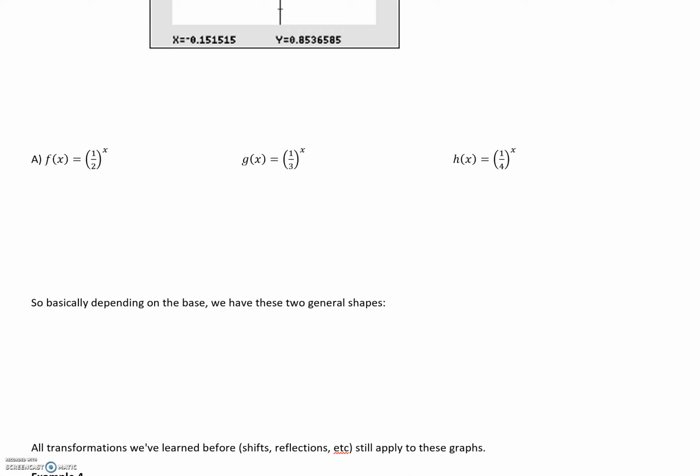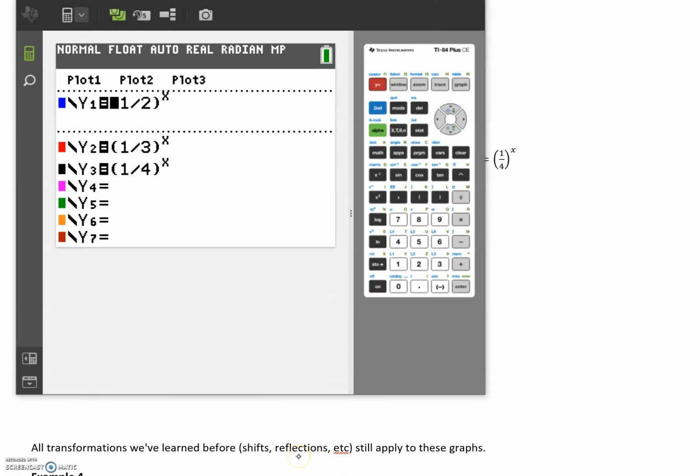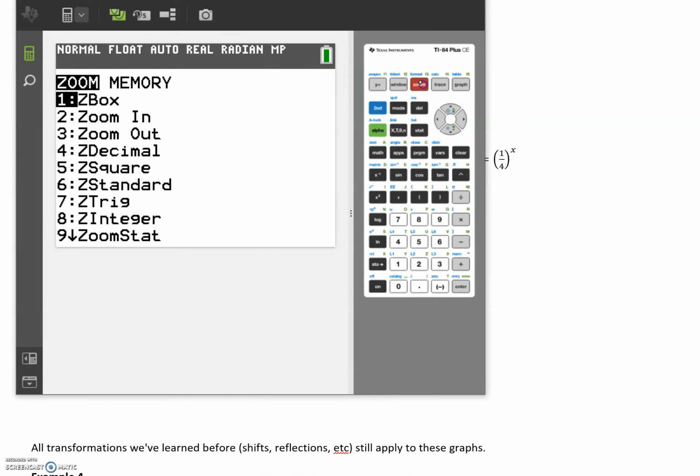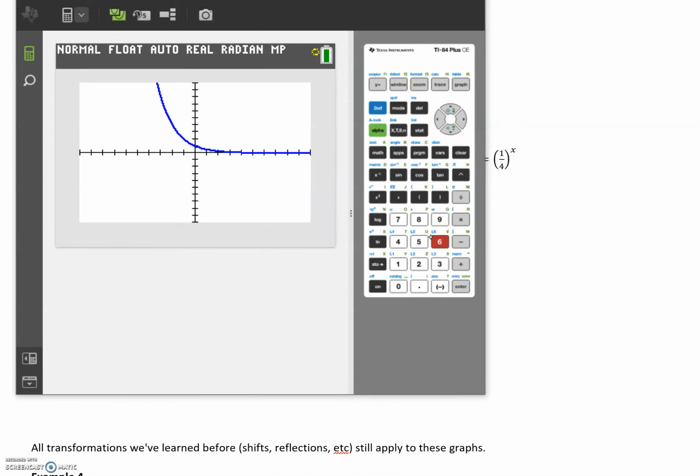So we're going to put a half to the x, a third to the x, and a fourth to the x on our TI. And we're going to do a zoom 6. And notice, like the half to the x that I did by hand, you're going down as you're walking to the right because it's a decay. And also the 1/4 to the x, the blue, is the higher one versus the half to the x, which happens to be lower, again because of the negative exponents.